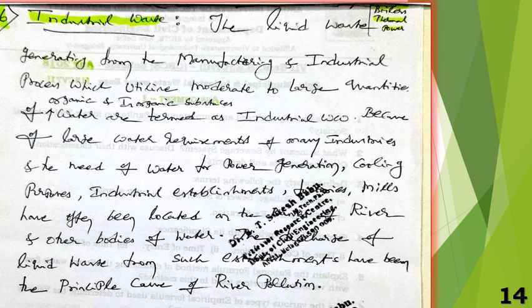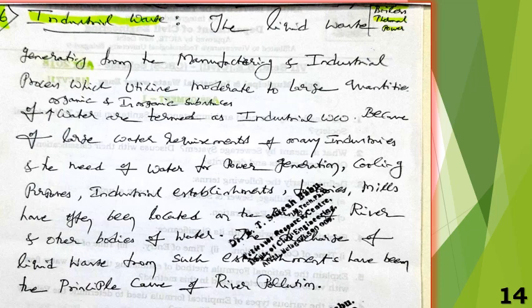Now, your subject is concerned with municipal wastewater. We are not studying industrial wastewater. But your seniors, who are presently in the 7th semester, have a different scheme. You are now in the 5th semester. They have to study industrial wastewater as well as domestic wastewater. But for you, they have kept only municipal wastewater engineering.